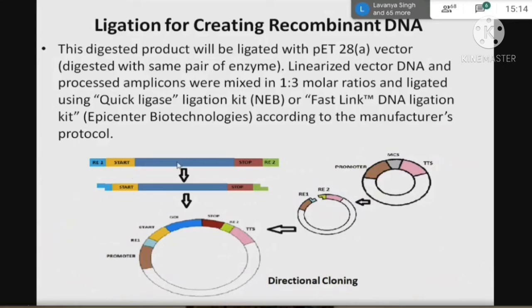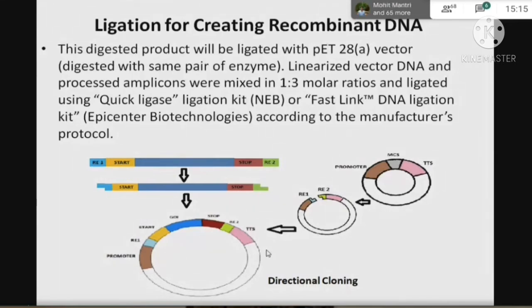Now we can easily digest it so that it will produce this sticky end, and the vector has the BAMH1 and XHO1 sites. We digest that vector also, and we mix them in a 1:3 ratio. We have purified this PCR product, and then we mix them together and add ligase enzyme, and we incubate for some time, depending upon how efficient your ligase enzyme is. Then this is in the tube.